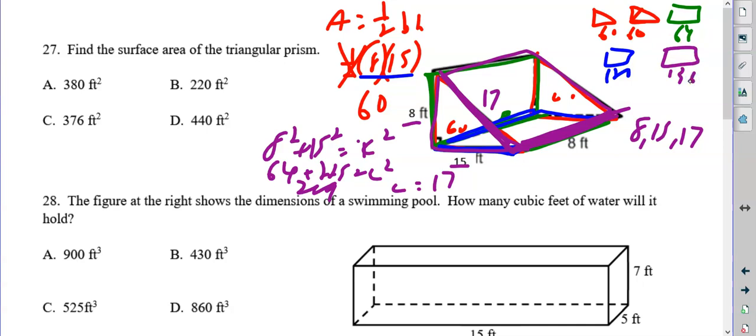So if we add all those numbers up, 136 plus 120 plus 64 plus 60 plus 60, we get 440. So all you're doing is finding the area of each separate piece that makes up the shape. That's all.